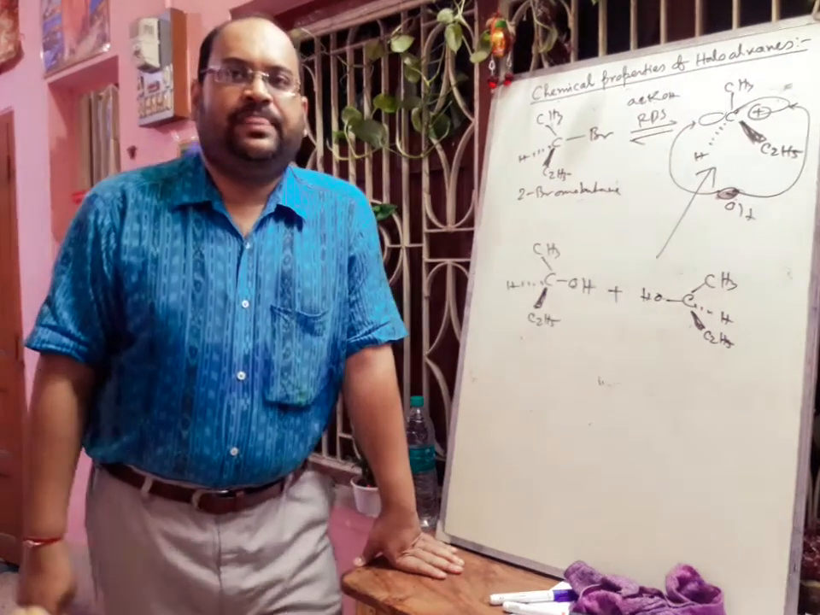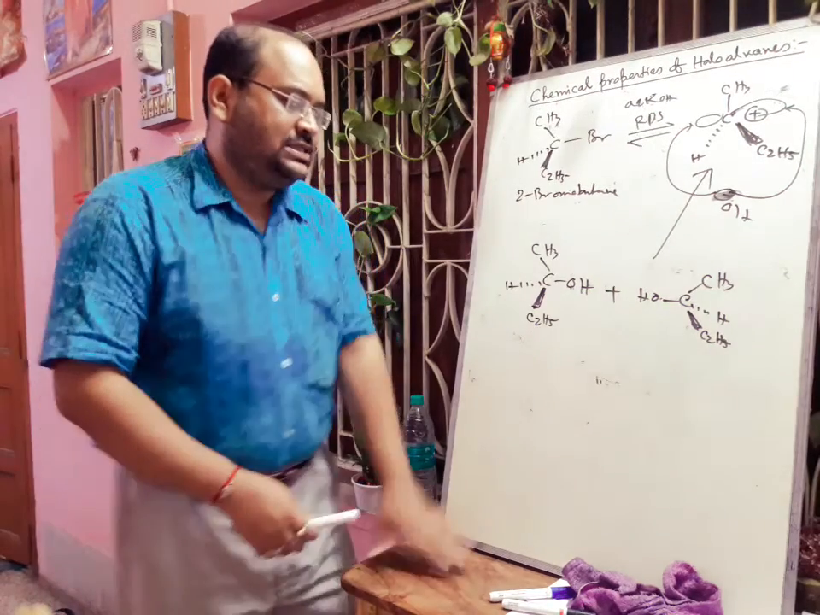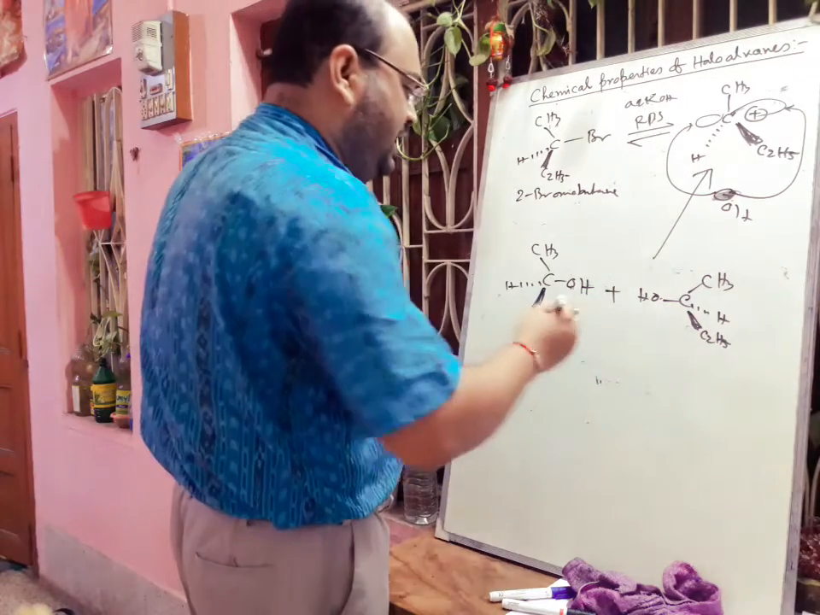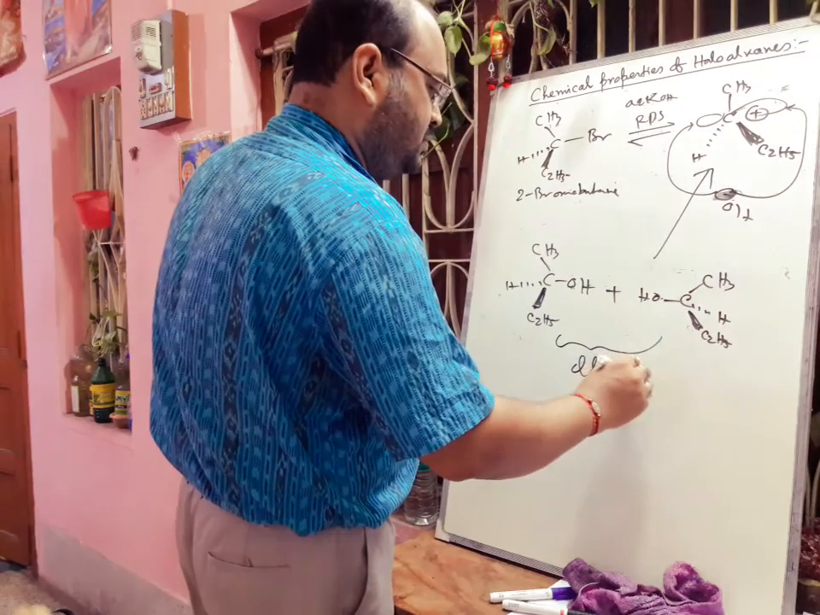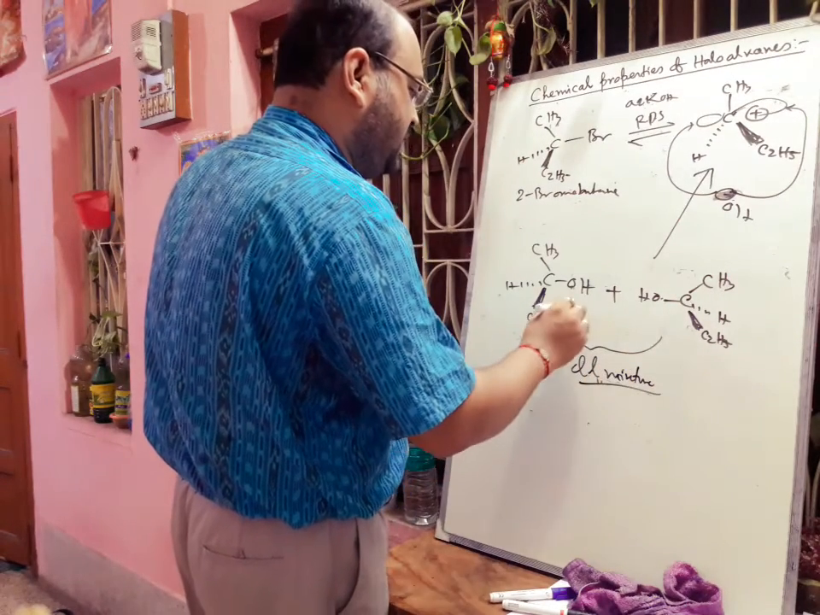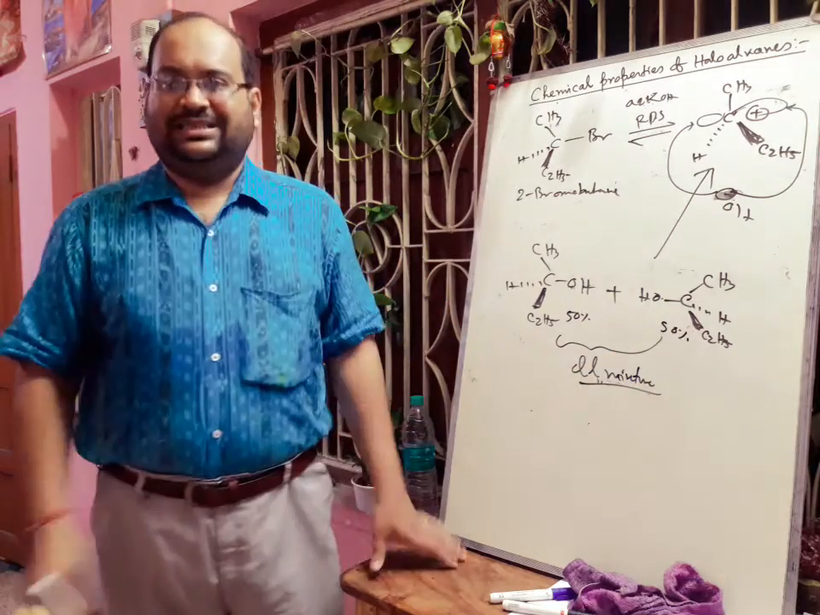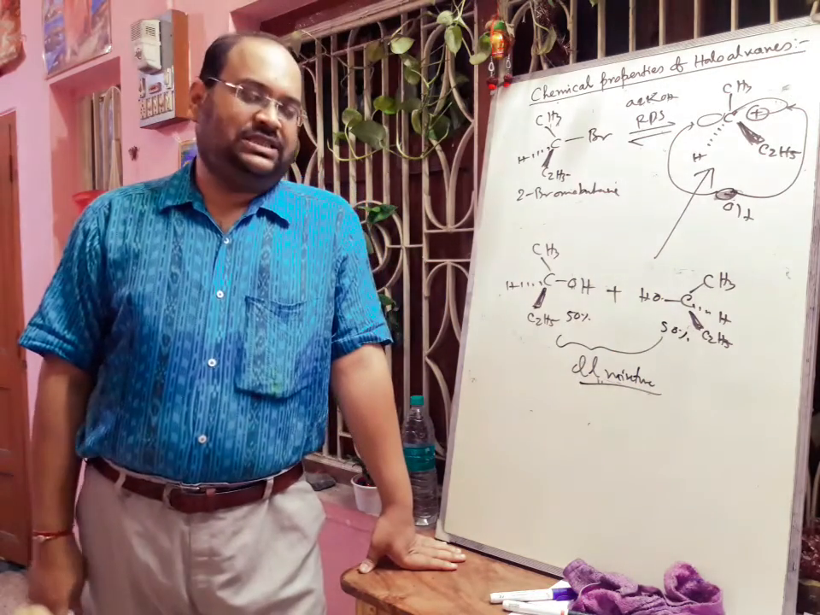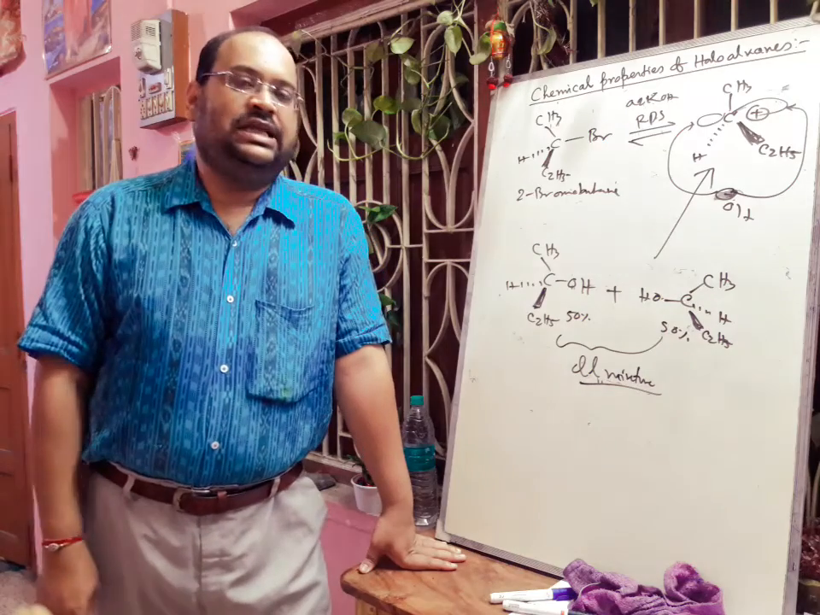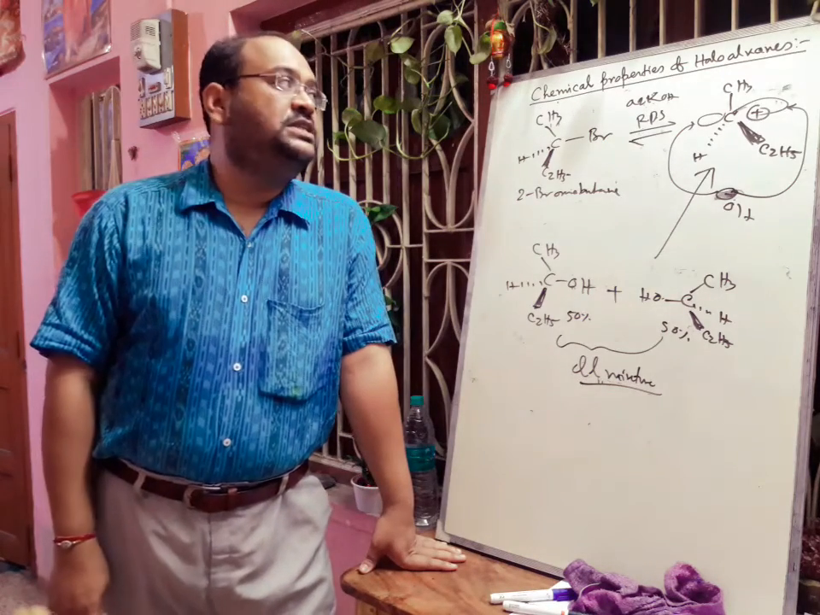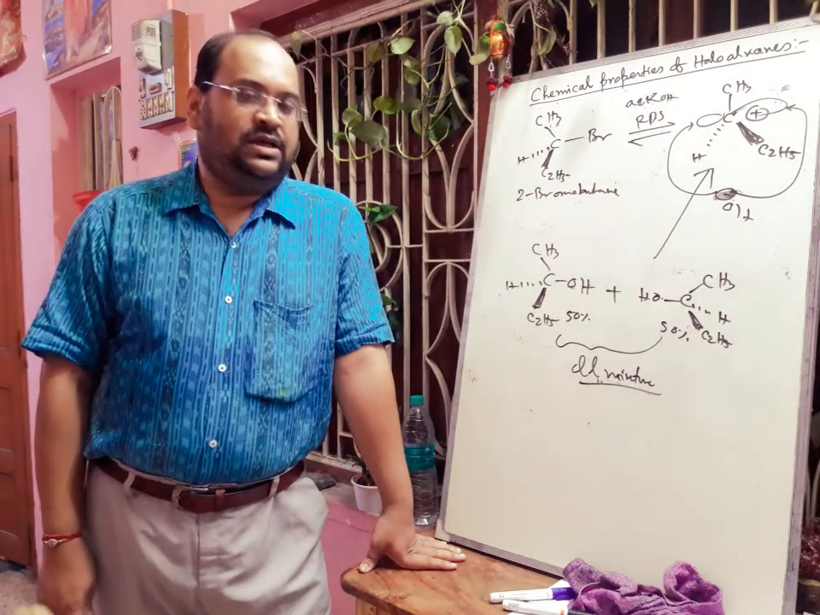So we are getting plus and minus butanol. So this is called DL mixture. And it will be 50% D and 50% L. So this is called racemic mixture, and the process is called racemization. So hope you can understand the stereochemical aspect of this type of nucleophilic substitution reaction. So today up to this, thank you.